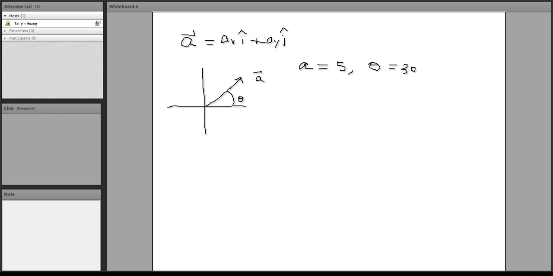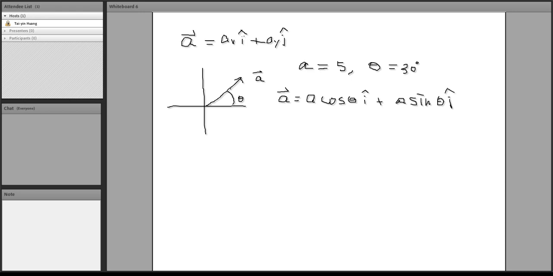Now, how do you find the x and y components? If the angle is measured from the positive x-axis, you can always use this formula to calculate the horizontal component and the vertical component. So vector A, the horizontal component will be just the magnitude of A times cosine of the angle that it is making with the positive x-axis. So in this case, you have A cosine theta i hat plus A sine theta j hat.